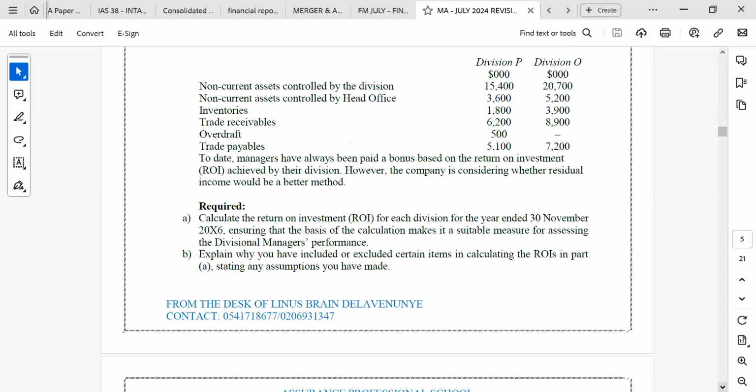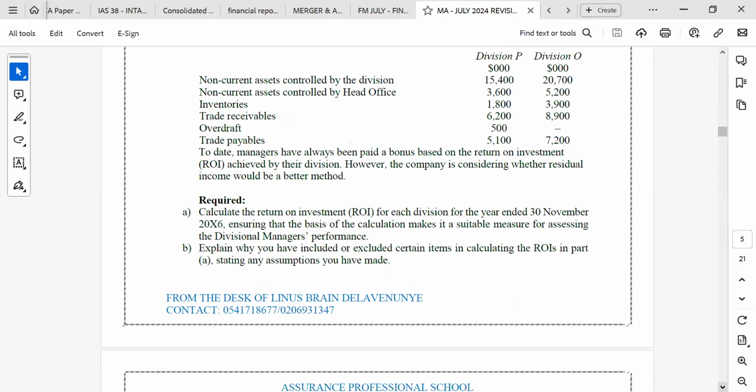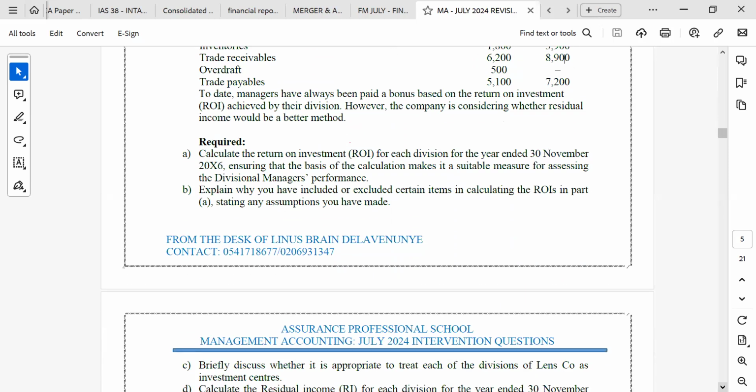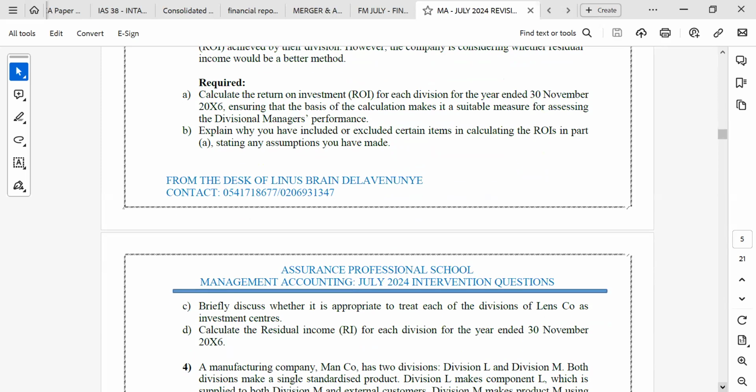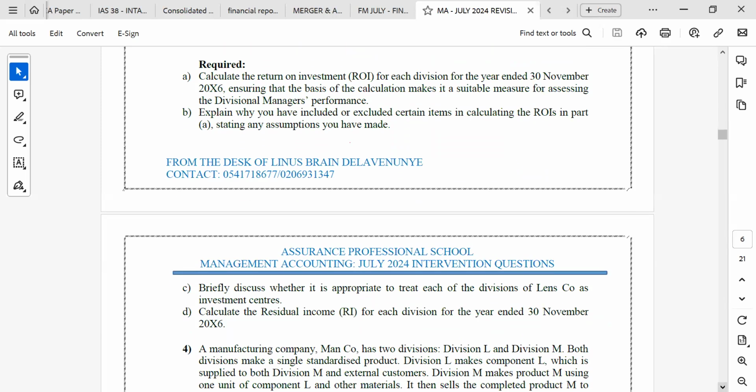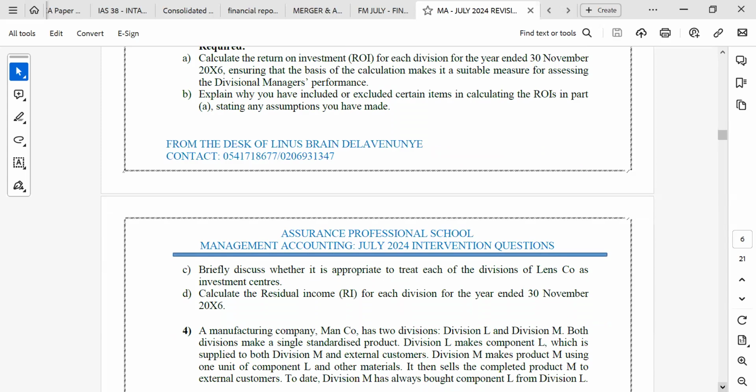B, explain why you have included or excluded certain items in calculating the returns on investment in Part A, stating any assumptions you have made. C, briefly discuss whether it is appropriate to treat each of the divisions of Lens Co as investment centers. D, calculate the residual income for each division for the year ended 30th November 2006.